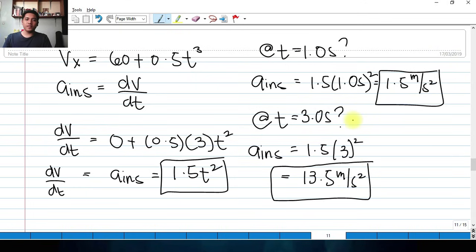So basically that's it. The instantaneous acceleration, average velocity, and instantaneous velocity.